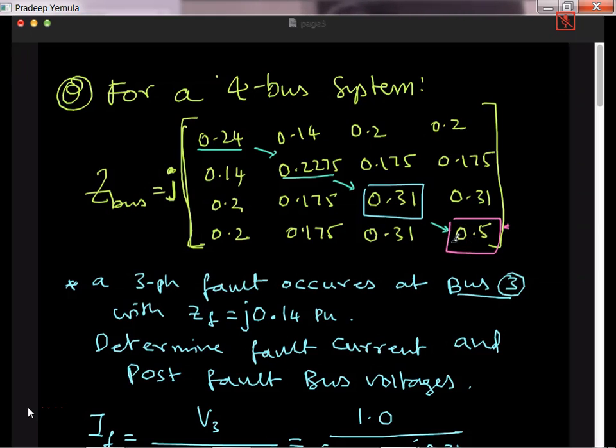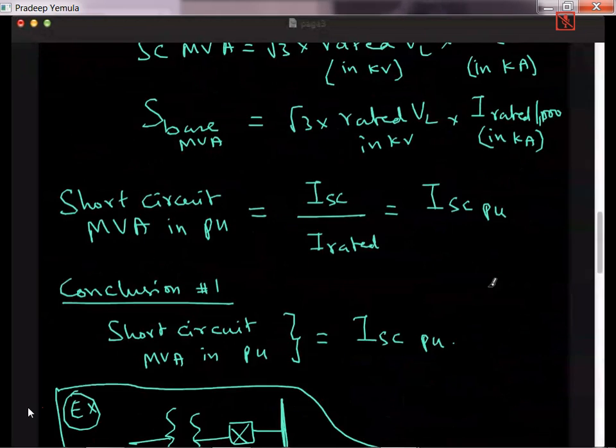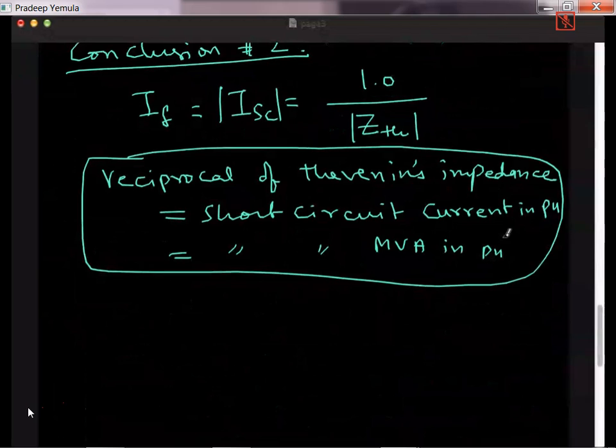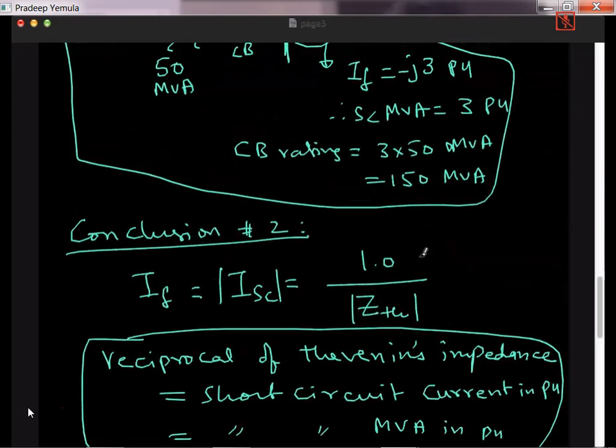So if you compare the fault current of 3 and 2, 1 by 0.31 will be almost 3 per unit, whereas this one is only 2 per unit. And for bus 1, the fault current will be 4 per unit, because 1 by 0.24 is approximately 1 by 0.25, that is 4 per unit. So anyway, that's the discussion I wanted to have on this. Any doubts on this? So this is interesting.